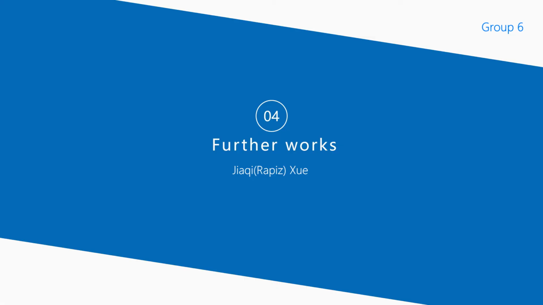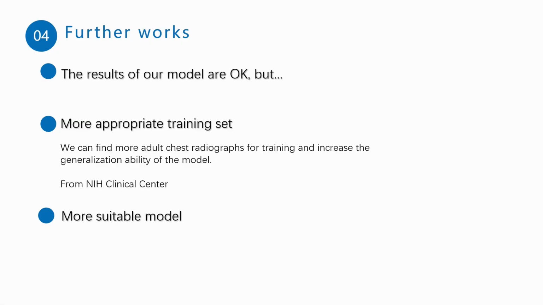I'm Rabbit. I'm going to introduce the improvement strategy. The results of our model are okay, but they still have some problems. Our datasets are from children between the ages of 1 and 5, but the bodies of children at these ages are growing rapidly. The gap between samples can be large, so our next priority is to find a more appropriate training set, especially for adult chest radiographs.